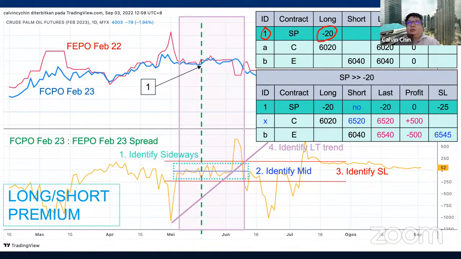Assuming the spread maintained at -20, but you can see the legs already moved. Last already moved from 6020 to 6520, and this one moved to 6540. Even though the spread maintained, the legs already moved.